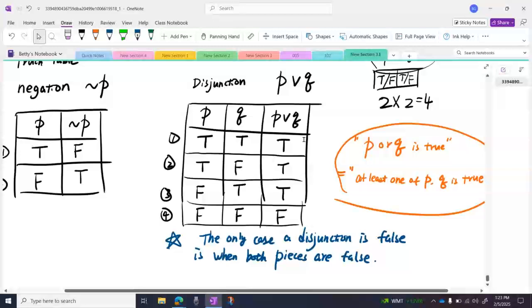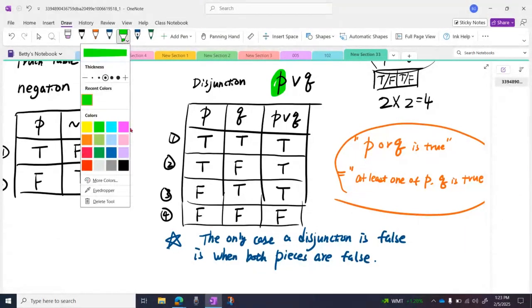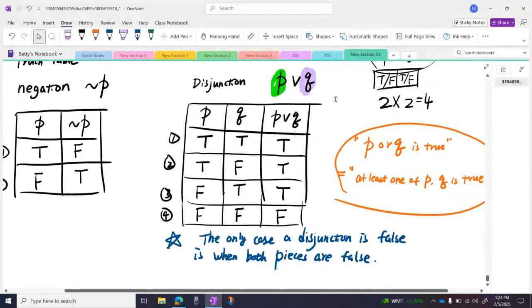So any disjunction has the disjunction symbol in the middle, right? And the symbol connects two parts. One part on the left, one part on the right. And I just call those two parts two pieces. So in order for a disjunction to be false, both pieces have to be false. And that's the only case a disjunction is false.